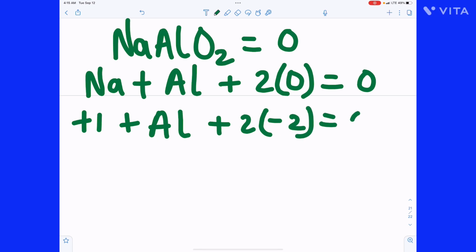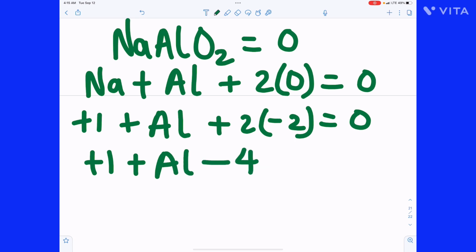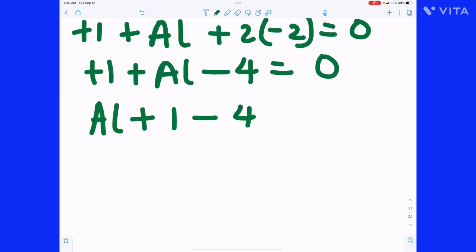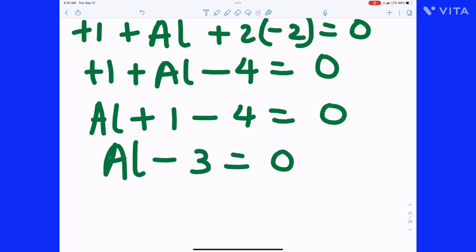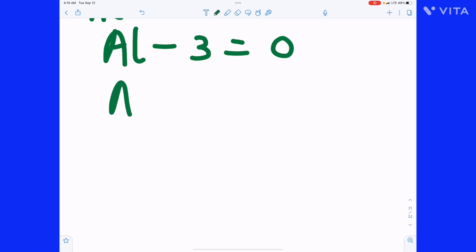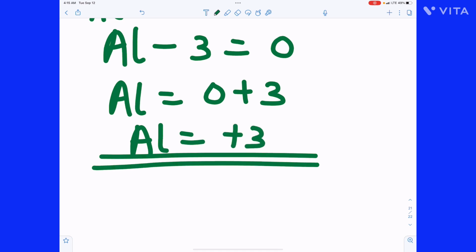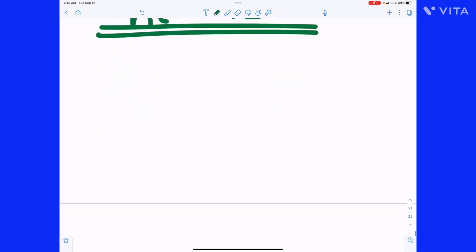So sodium is plus 1, aluminum we don't know, 2 oxygen is 2 times minus 2, and the total is equal to 0. So plus 1 plus Al minus 4 is 0. The oxidation number of aluminum can be gotten by rearranging: Al minus 3 is 0, so Al is 0 plus 3. Al is equal to plus 3. So the charge of aluminum in the compound is plus 3.